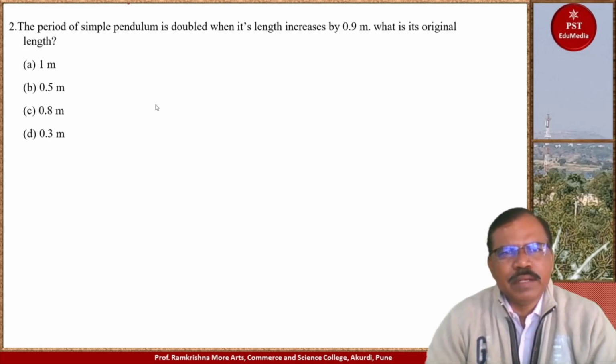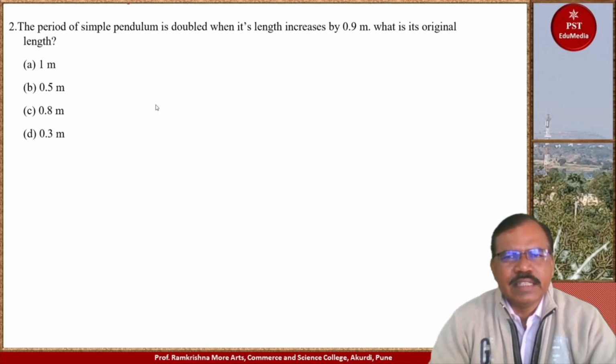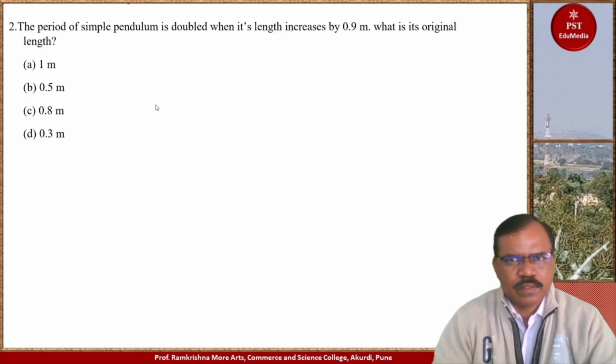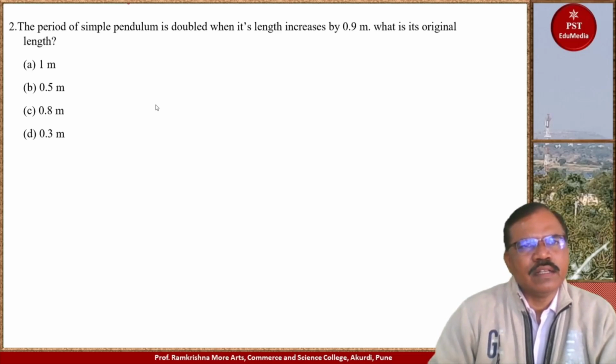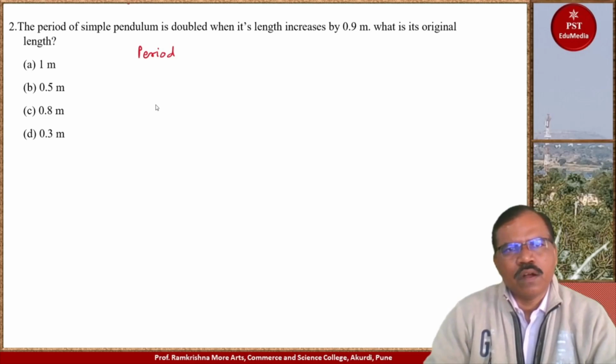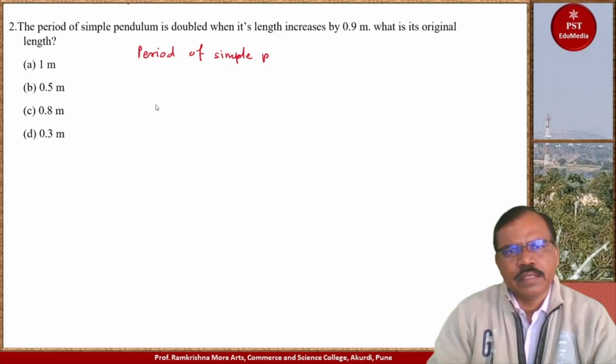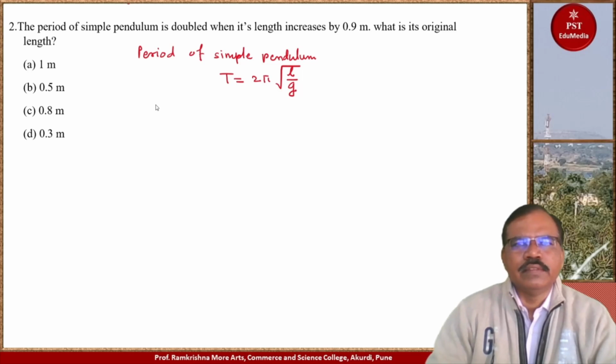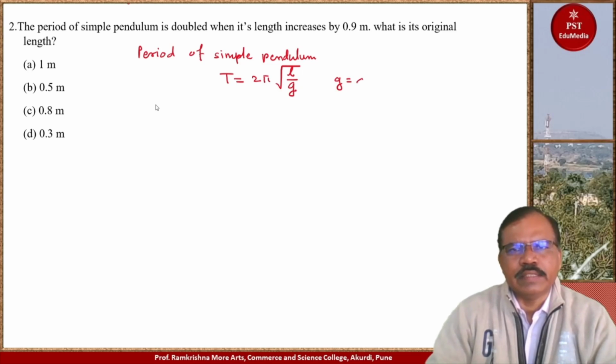Now the next one. The period of a simple pendulum is doubled when its length increases by 0.9 meter. What is its original length? Now we know the period of a simple pendulum depends on its length only, and it is given as T equals 2 pi square root of L by g, where g is acceleration due to gravity.